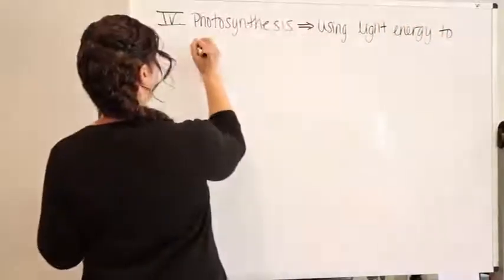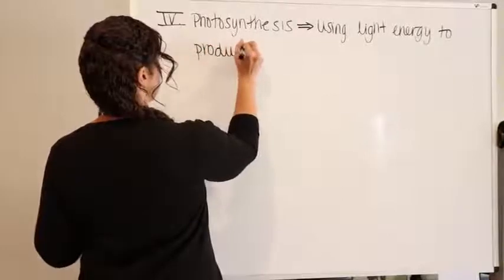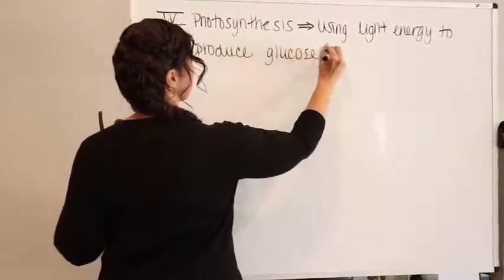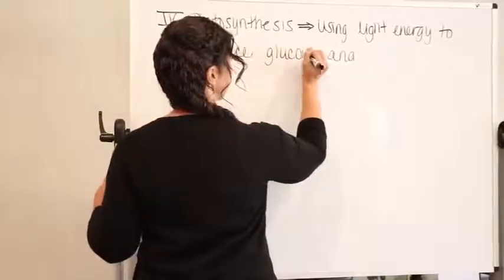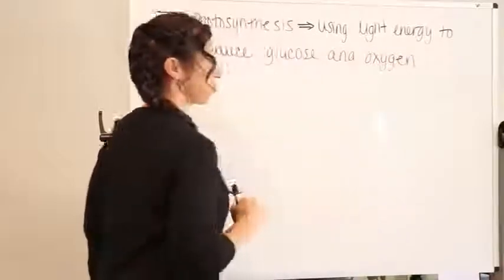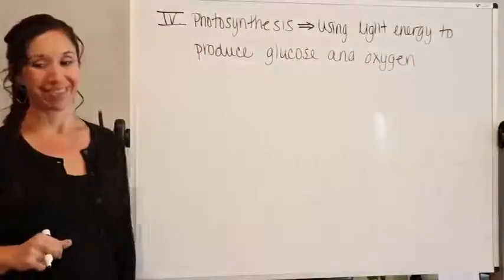to produce, actually we're producing two things. We're producing glucose and oxygen. That should sound very familiar.